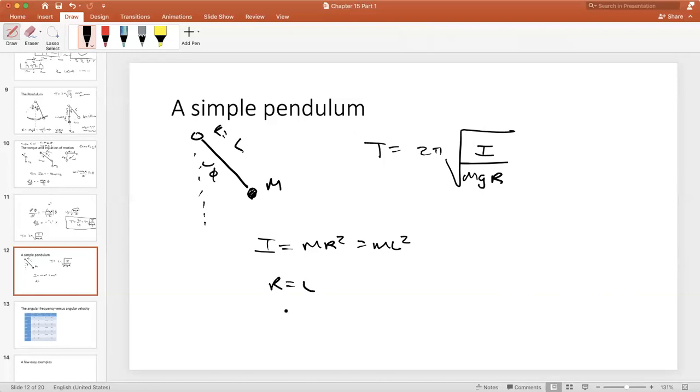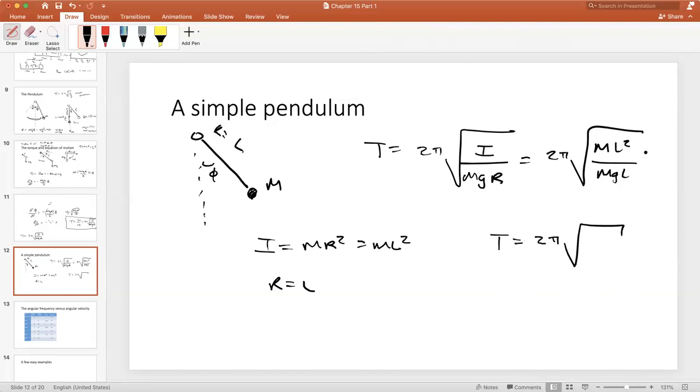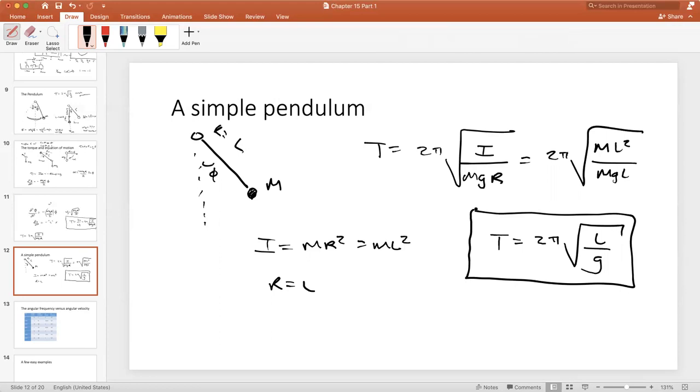R is obviously L. So what I get is 2 pi times the square root of m L squared over m g L. And that turns into 2 pi, one L cancels, the m's cancel, and I get the square root of L over g. And I've got my simple pendulum. That is the period of a simple pendulum. It seems pretty easy, but it's not.